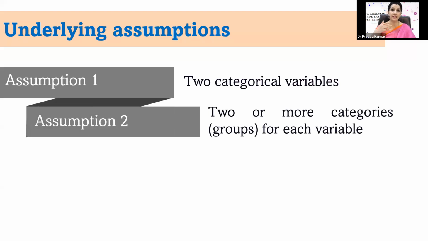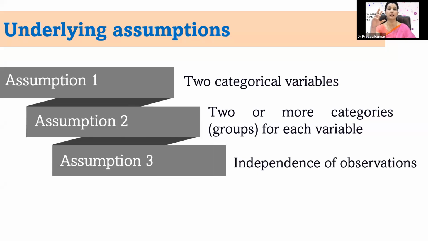There can be various levels of those categories, like it can have 3 categories, 4 categories. So depending on the number of categories, you will have those contingency tables. That means it may be 2 by 2, it may be 2 by 3, 3 by 3, 4 by 4, and so on. But again, it should be a categorical variable and we can only test 2 variables at a time.